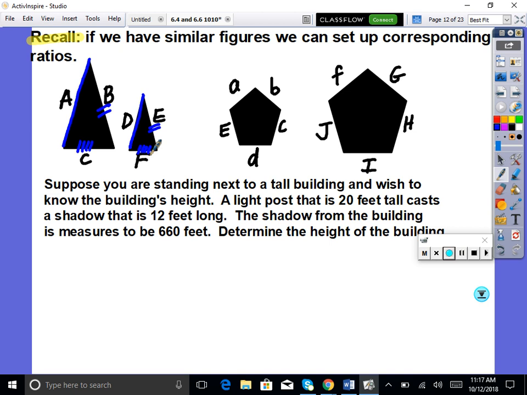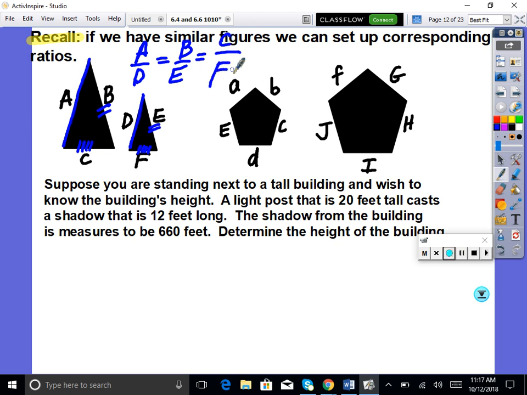Corresponds, sits in the same spot. So what we can do, if you can remember back to Sec 2, is we can set up ratios of corresponding sides. Now, ratio means division. So we can divide corresponding sides. So it would be true to say A over D will be equal to B over E. And that will be equal to C over F.